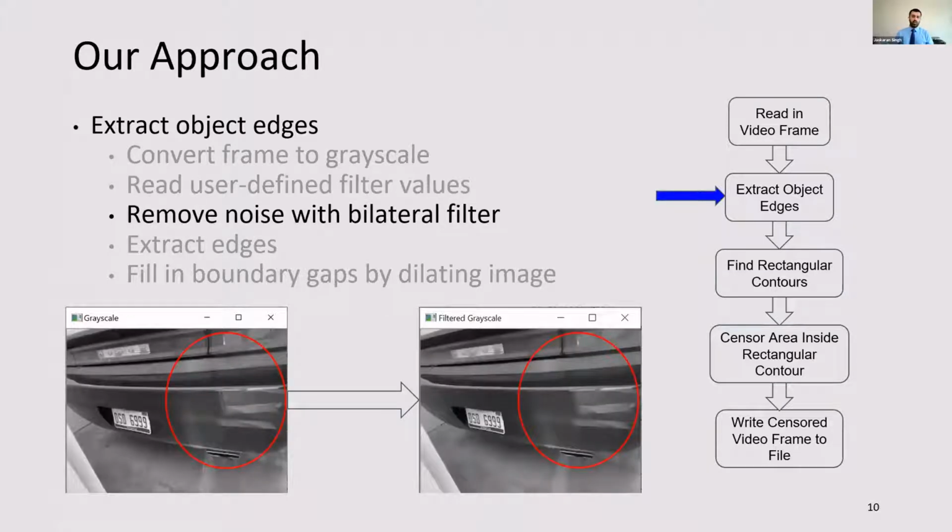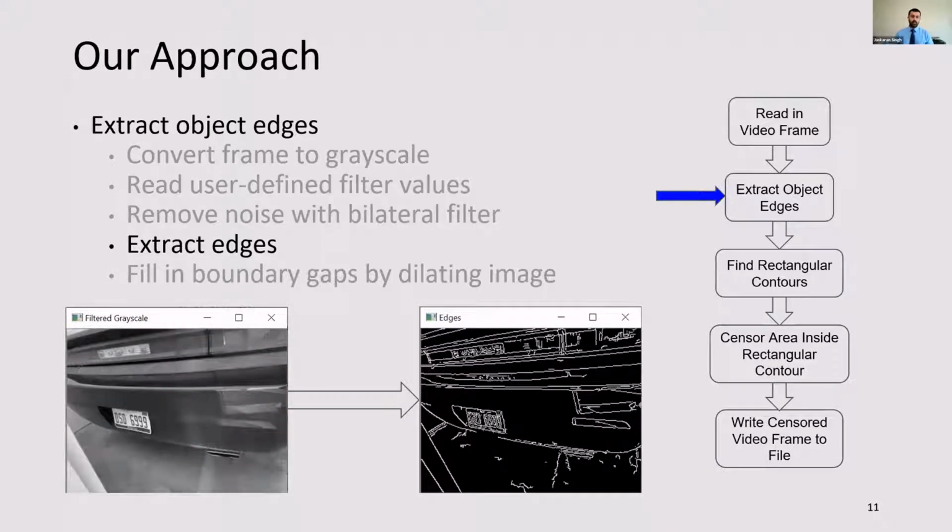Next, we removed any noise from the video frame with a bilateral filter. You can see the effect that a bilateral filter has on the two images at the bottom. The one on the left, you can see some texture on the car and on the ground. And after applying the bilateral filter, you can see all the texture has been smoothened out, and that makes it a lot easier to extract the edges, which is the next step.